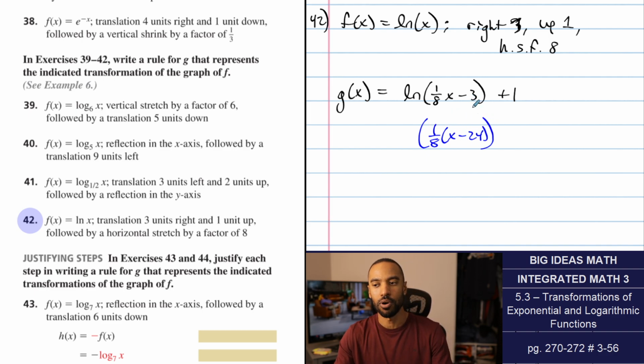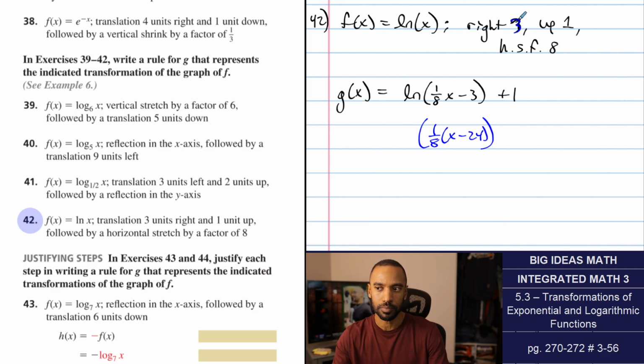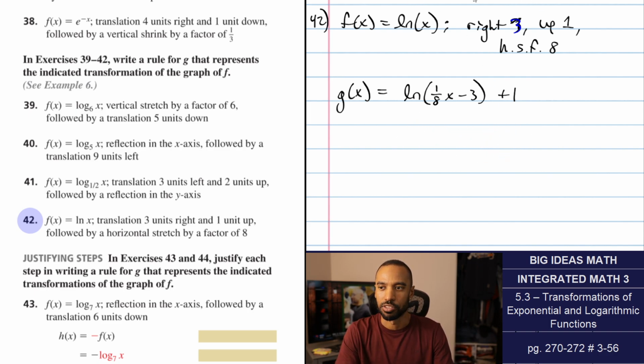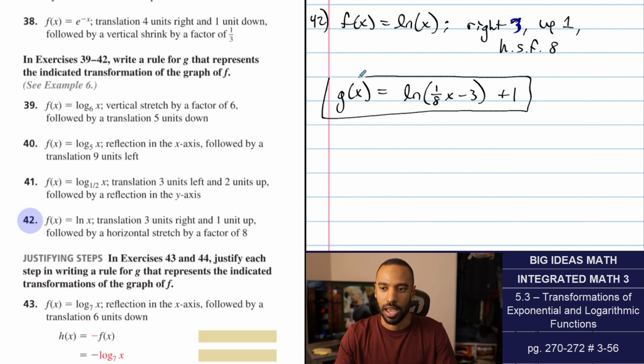And now we're going 24 units to the right instead of 3 units to the right because we started by going 3 to the right, followed by a stretch by a factor of 8. That means it does go 8 times bigger like that, so this does work as a final. There you have it, folks.